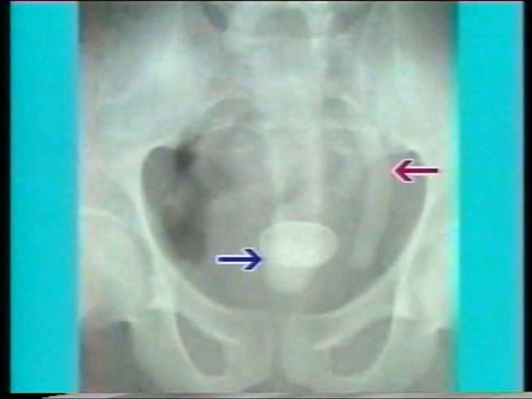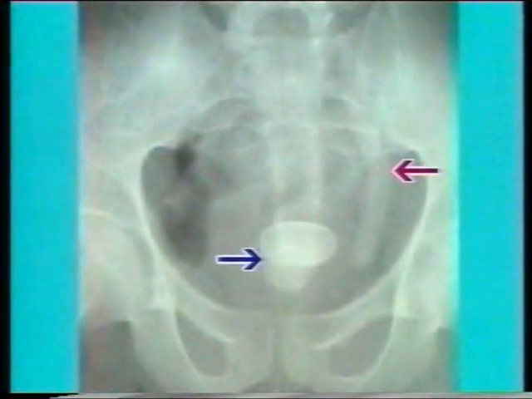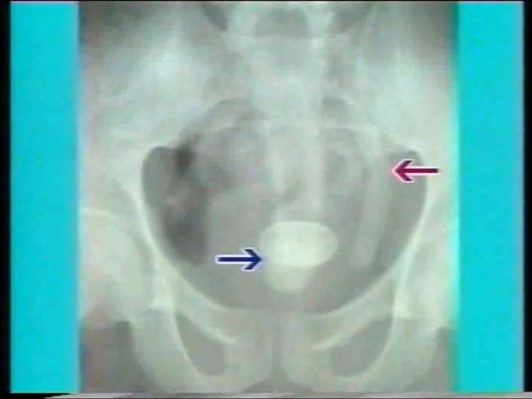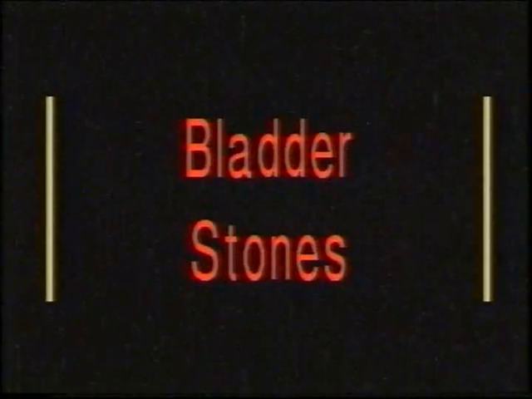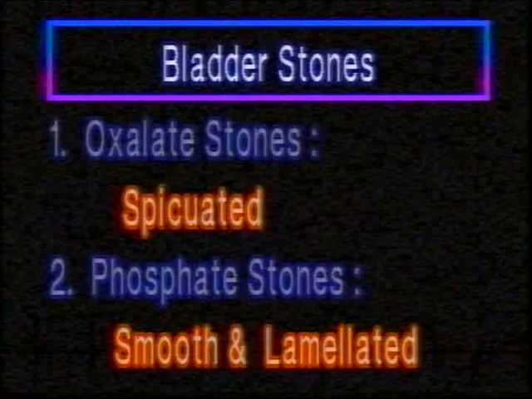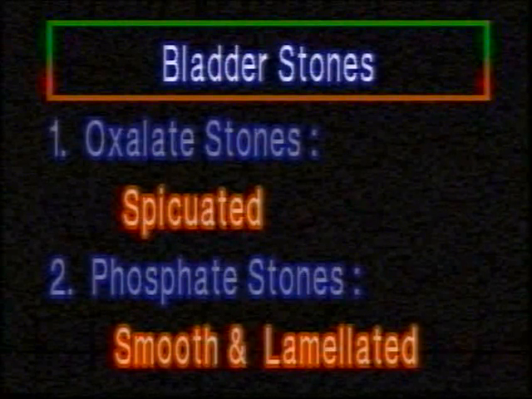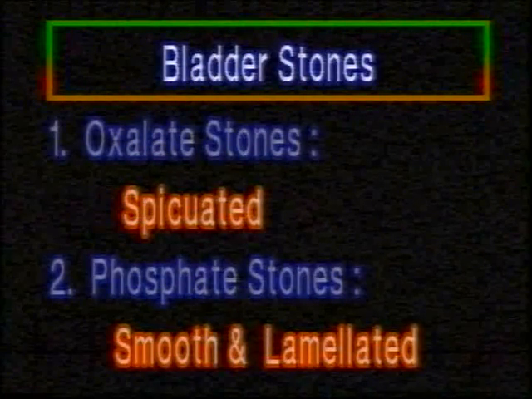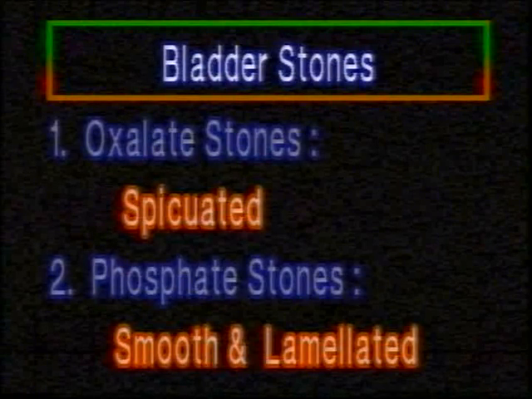In this X-ray, the red arrow points to a cigar-shaped stone in the lower ureter with two more stones in the bladder. This was a case of neurogenic bladder. To conclude, there has to be a structural anomaly or obstruction for such multiple and abnormal stones to develop. Bladder stones are almost always radio-opaque and very often show a typical lamellated appearance. There are two common types of stones in the bladder: the oxalate stones, which are spiculated, and phosphate stones, which are smooth and lamellated.